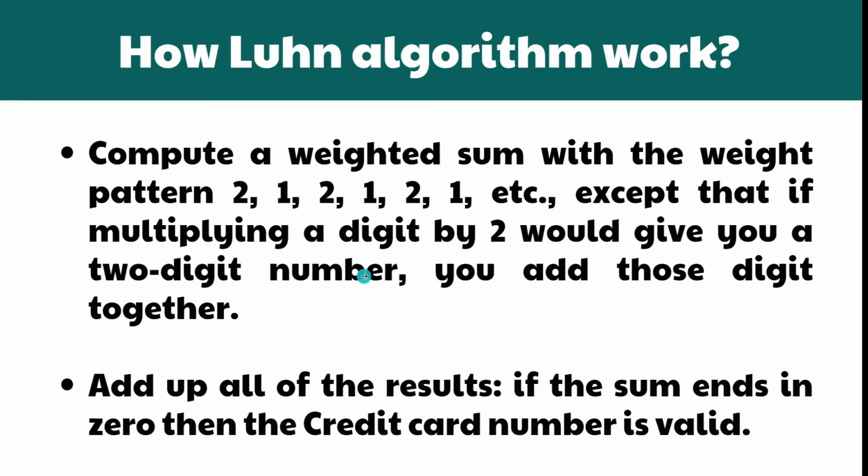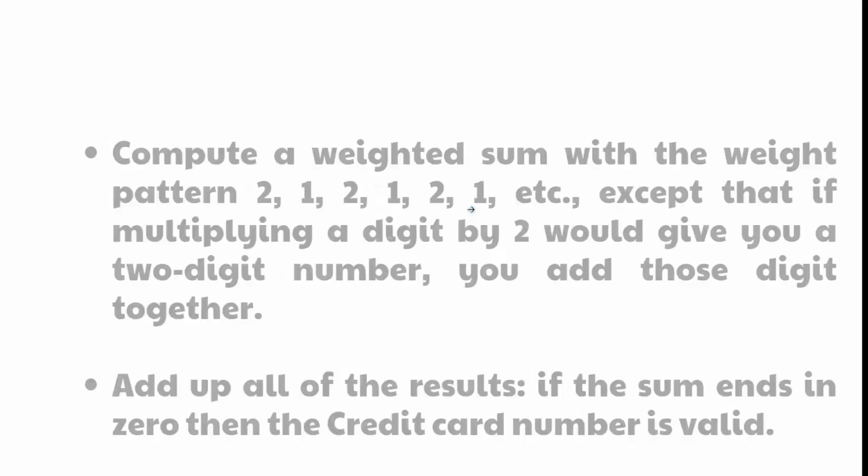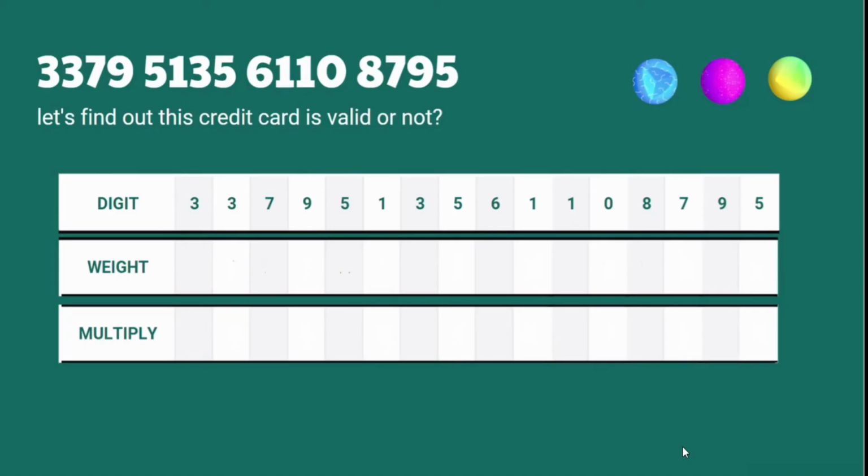Firstly, we have to compute a weighted sum with the weight pattern 2 1 2 1 2 1 and so on, except that if multiplying a digit by 2 would give you a two-digit number, you add those digits together. Then add up all of the results. If the sum ends in 0, then the credit card number is valid. So let me show you in the example.